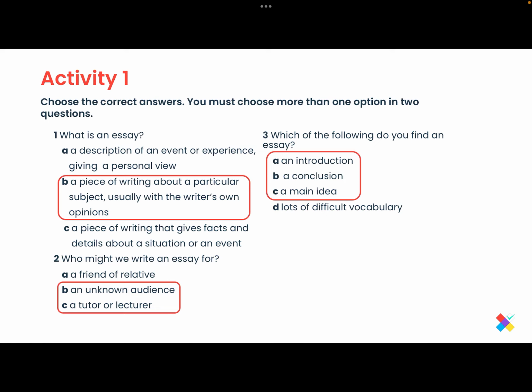Okay, let me know what you think about it. And now I'm going to give you 1 minute to choose the correct options in questions 1 to 3.